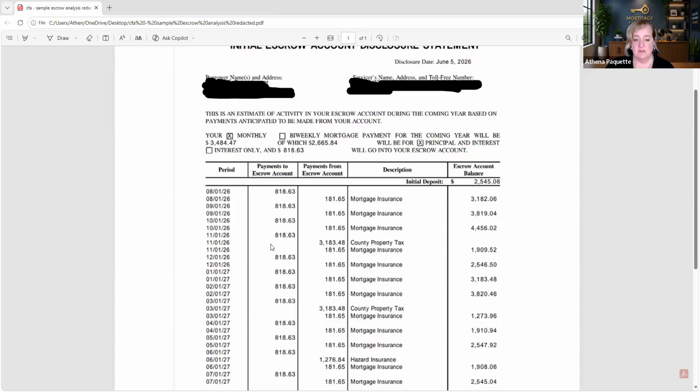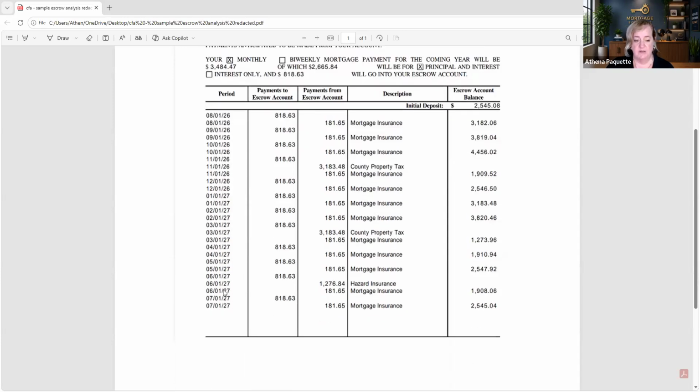So then November 1st, we've got the $818 going in, but $31.83 going out for taxes and $181 for mortgage insurance. So you can see month out, and so the balance is now $1909 because that $3,200 or $3,300 got dispersed, right? Then you see the account growing. Every month you've got the PMI coming out of that $818. And then when the tax bill is due in February, that money is dispersed for the tax bill and $181 for the mortgage insurance.